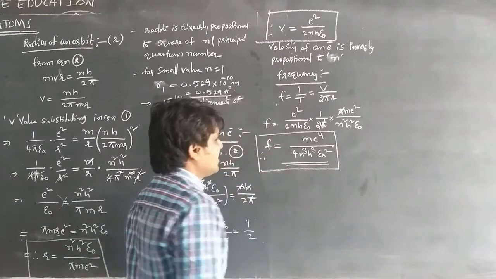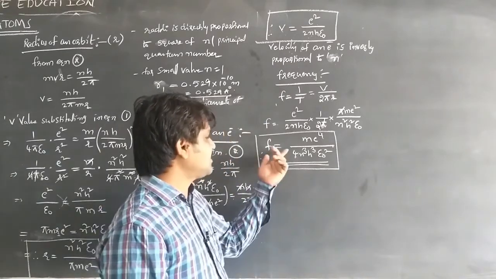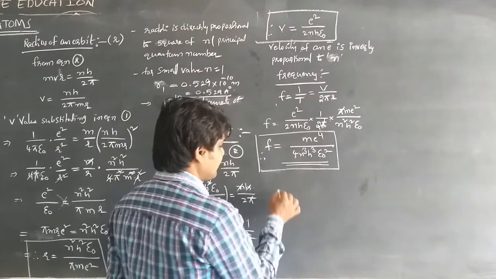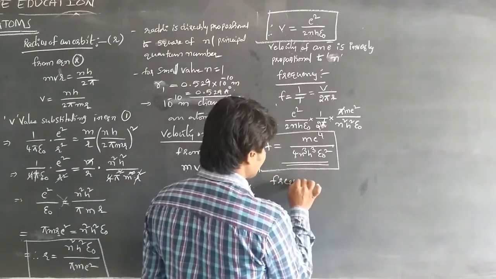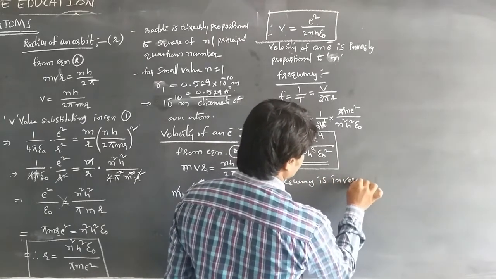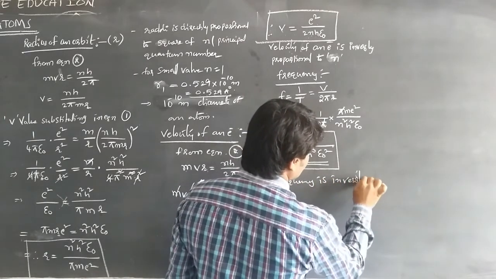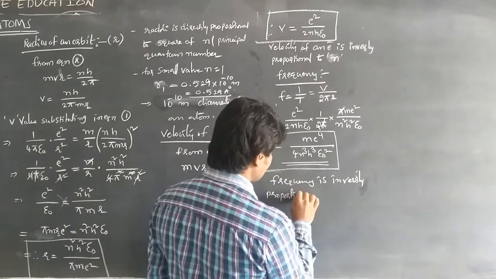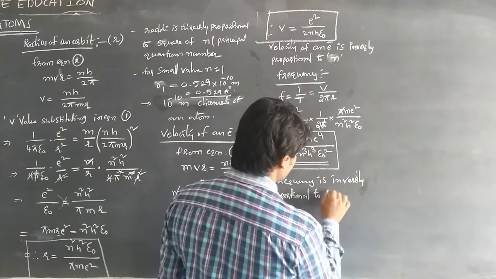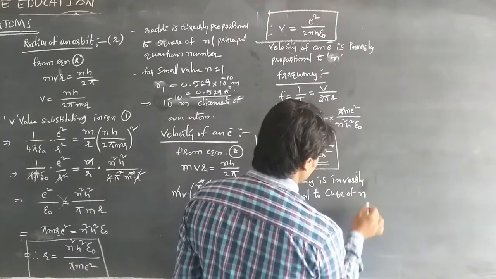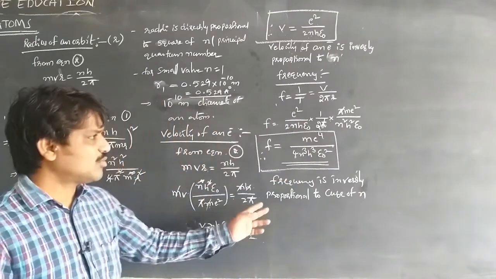That means to say the frequency is inversely proportional to the cube of the value n. So this is about the frequency.